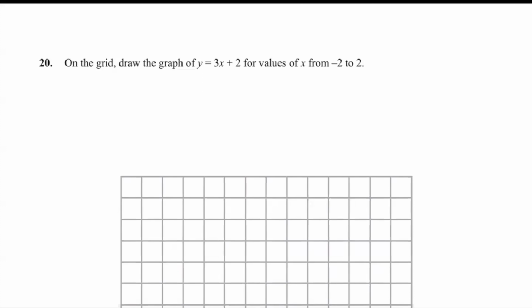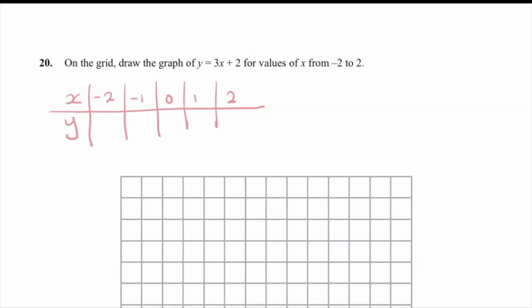Okay, so on the grid, and I haven't put the full grid up yet because we're just going to do a little bit of maths first, but on the grid, we're going to draw the graph of y equals 3x plus 2 for the values of x from -2 to 2. What we want to do is create a table for our maths, and it will just hopefully organize everything really nicely. So we've got x and y, and we're being told that the x values are -2 to 2. So that's what I'm going to fill in: -2, -1, 0, 1, and 2.